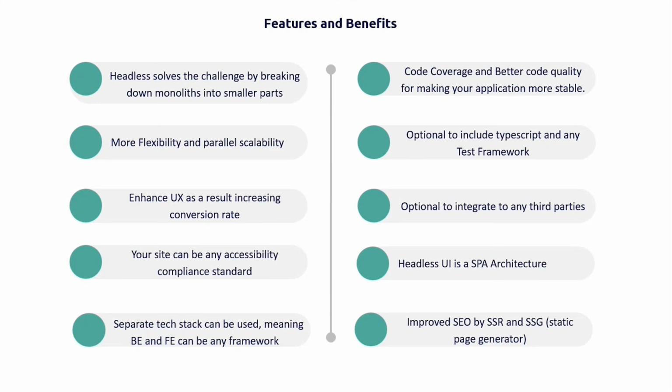Your sites may be made accessibility compliant for people in the target audience who are disabled. In some regions and some countries, accessibility is mandatory for a web application as a web standard. Okay, separate tech stacks can be used, meaning the front end can use any stack and the back end can use anything. And better code coverage and better code quality make your applications more stable.